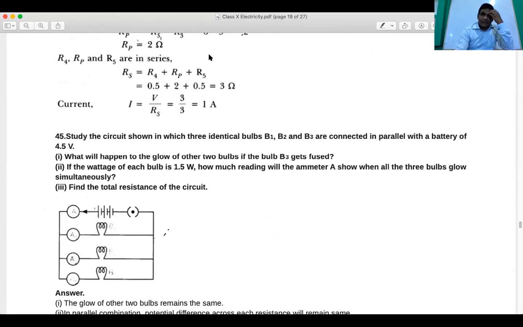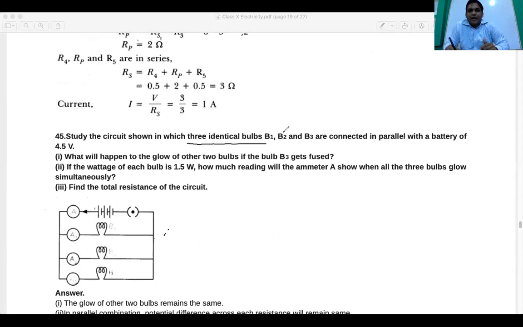So the question is this one: study the circuit shown in which three identical bulbs B1, B2, B3 are connected in parallel with a battery of 4.5 volt. And what will happen to the glow of other bulbs if bulb B3 gets fused?